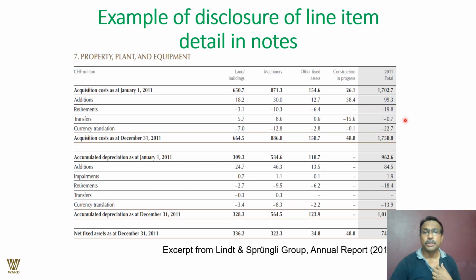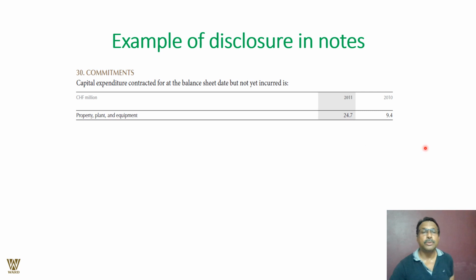The example of disclosures. Again, you need to pause it out. Remember about land, building, machineries, other fixed asset, and how it has been documented, as in the addition, retirement, transfer, currency translation, and so on and so forth. So, example of disclosures in notes, as in plant, property, and equipment. What was there in 2010 was 9.4, and right now it is probably double to 24.7 as such.